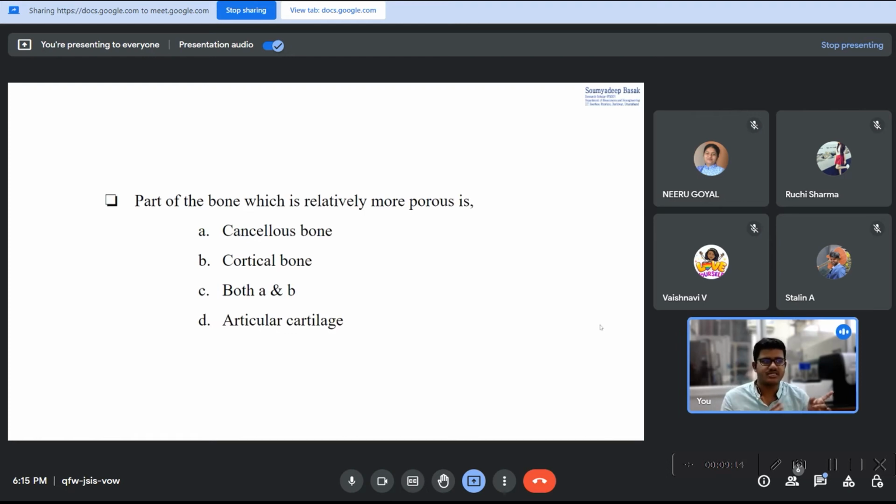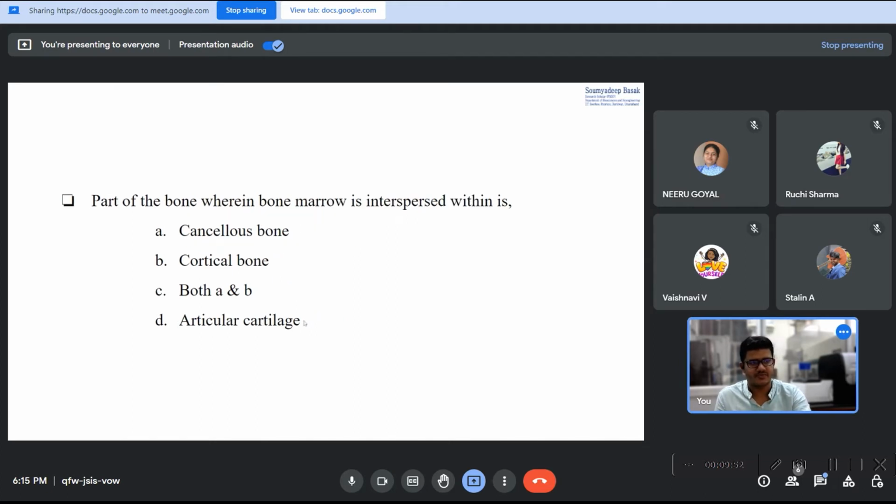Then, the part of the bone which is relatively more porous is: cancellous bone, cortical bone, both A and B, or articular bone. Which one? The part of the bone which is relatively more porous is which part? Go ahead. These are very different questions. These are like scoring ones. They directly ask and you answer. It's cancellous bone, right?